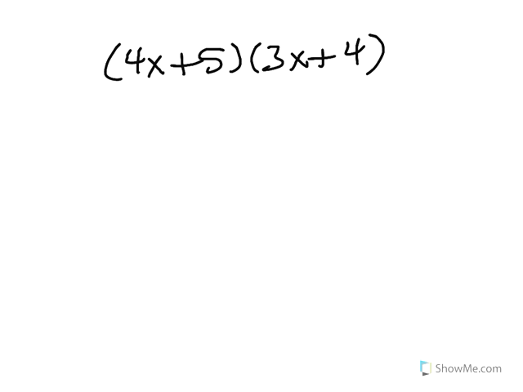So let's practice the FOIL method. I like to waste a line on my paper and just write these out so you don't forget, and I recommend that you do that too. For F, F stands for first. The first terms are 4x and 3x. 4x times 3x is 12x squared.